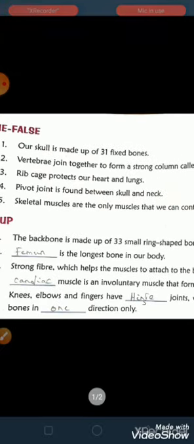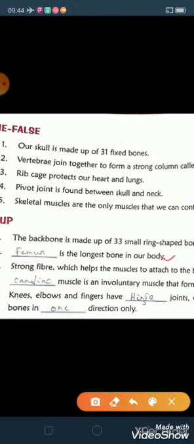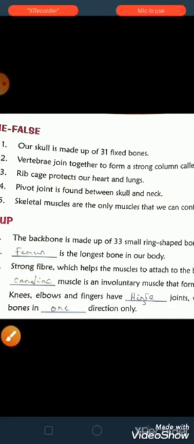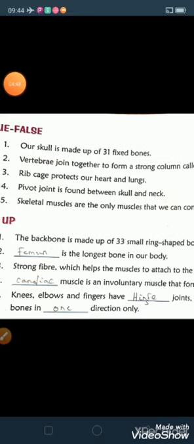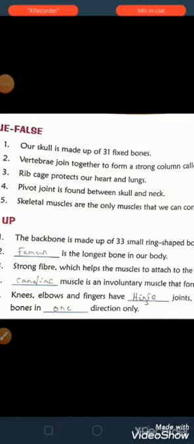After that, next question. Dash is the longest bone in our body, children. It is none other than femur. This femur is also called our thigh bone. Thigh means, you know, in Odia it is jongho. So the thigh bone is the longest bone in our body.